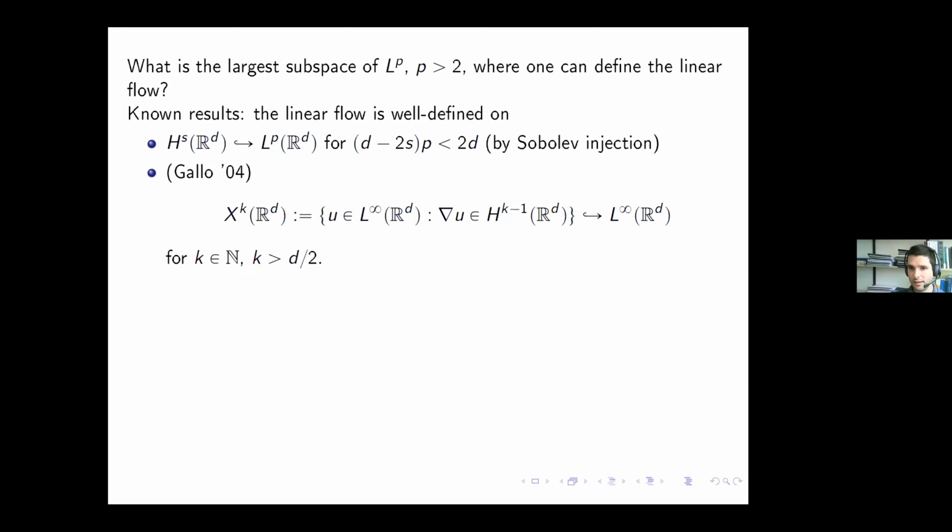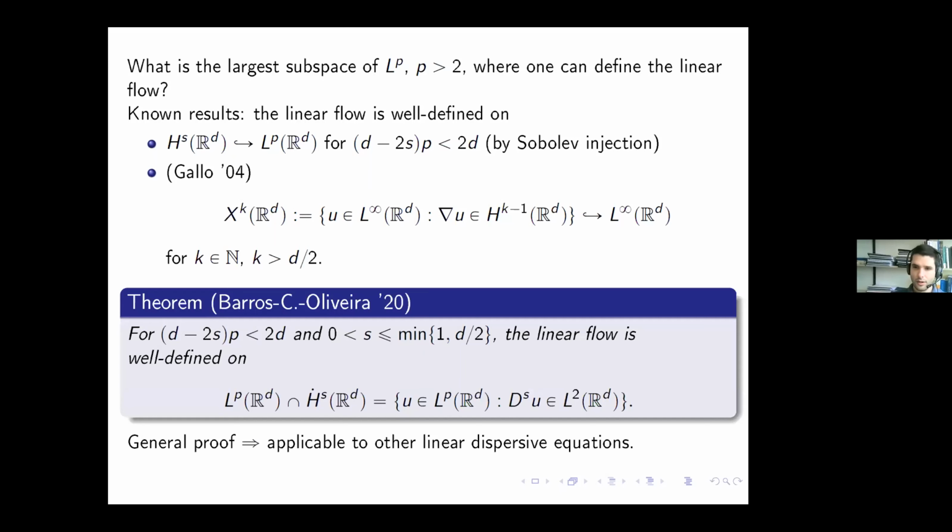His proof goes through the explicit formula for the linear group. It does a number of computations just to show that the linear group is well defined on this space. But actually there's a general argument which we can use to show the following result. In the same conditions that ensure the Sobolev injection, and for smaller regularities, because there are some technicalities regarding higher regularities, you can define the linear flow on this space. So you only need the largest derivative to be in L2: the function is in L^p, and the largest derivative of order s is in L2.